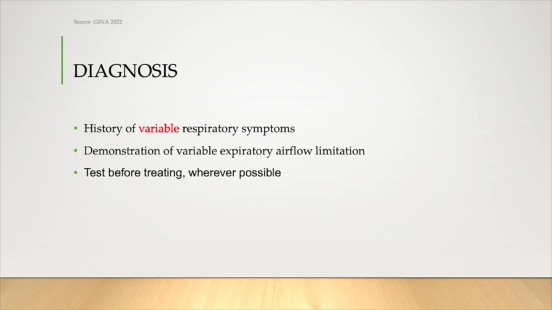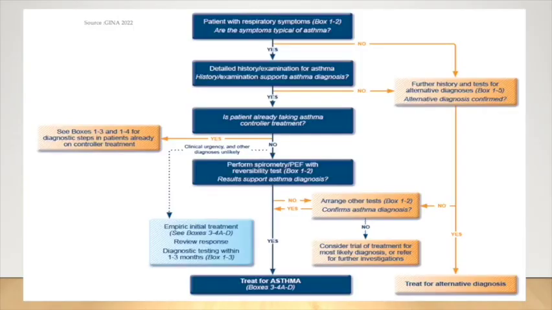They also emphasize that you must try to first diagnose the patient and test him before treating whenever possible. However, if a patient lands up in an exacerbation or an acute condition, we may delay this, but whenever possible, please try to test and prove the diagnosis. This is the flow chart which gives us a detailed view of how to diagnose any patient suspected of asthma.